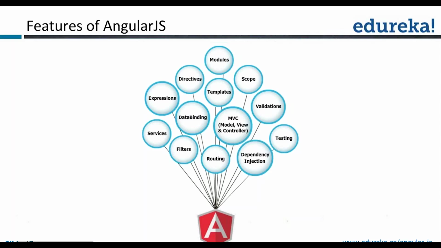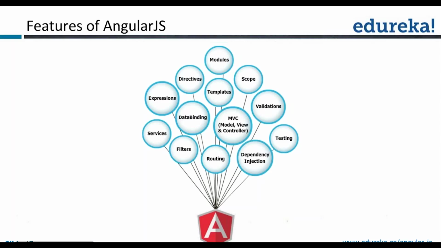AngularJS is built from the ground up, keeping testing in mind. So we can write unit test cases on the client side. It has a client-side model view controller. And it's not just a model view controller; I'll be telling you, it is more than MVC. Hence AngularJS is also referred to as MV star or MVVM. So we can add the star with either C or VM or anything.